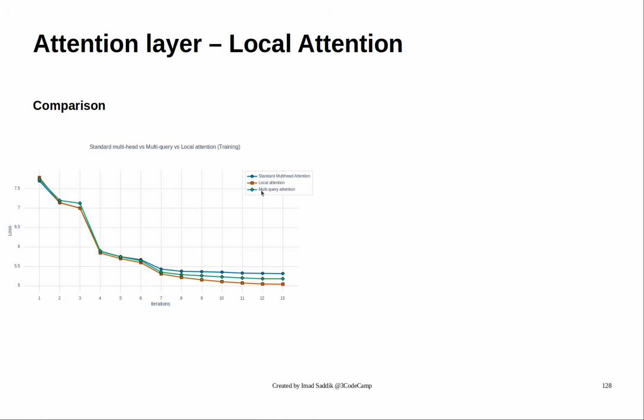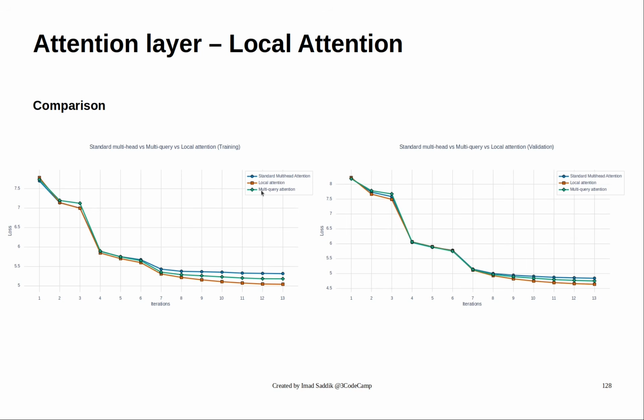Now let's compare local attention to the previous methods, multi-head attention and multi-query attention. Here are the two figures. And as you can see, local attention is beating the other two methods in both training and validation. So you can see that the difference between local attention and multi-query attention is minimal. But if we compare local attention to the baseline, which is in this case the standard multi-head attention, you can see that the gap is starting to increase.